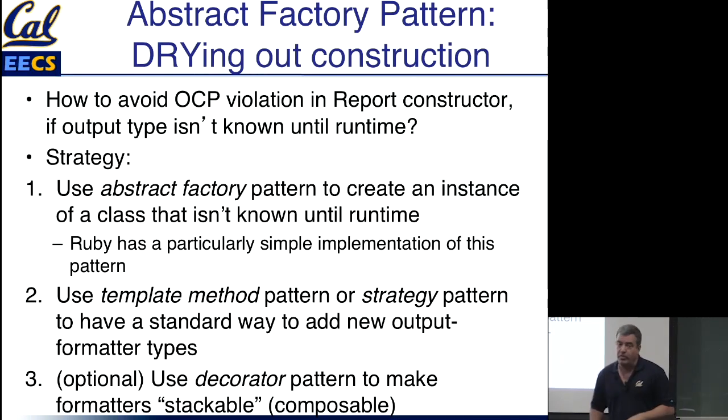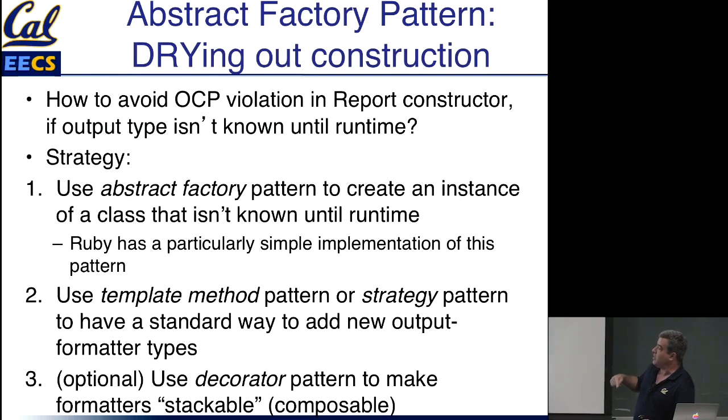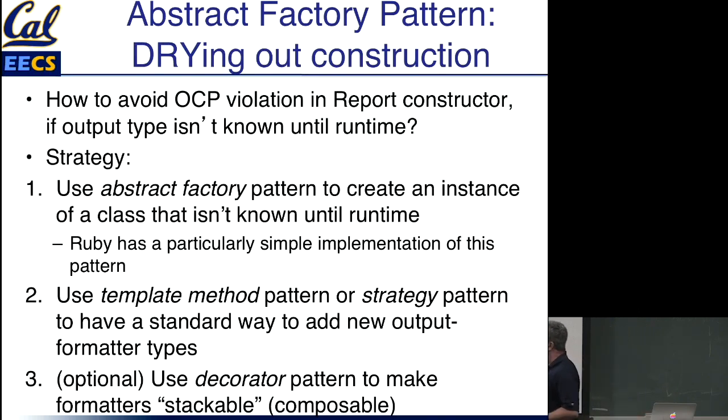First of all, we're going to use one of the construction patterns called abstract factory, because that will allow us to, at runtime, create an instance of a class where we don't know in advance what the class name is going to be. And it turns out that because of the way Ruby handles metaprogramming, it has a really elegant implementation of how we're going to do that. Once that's in place, we're going to apply one of 2 choices that are very related: template method is one, strategy pattern is the other.